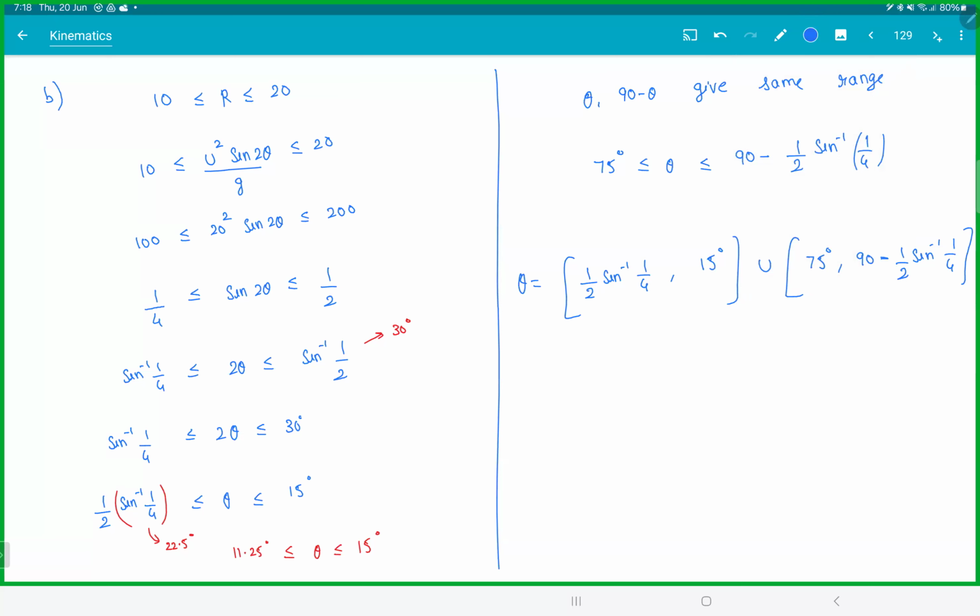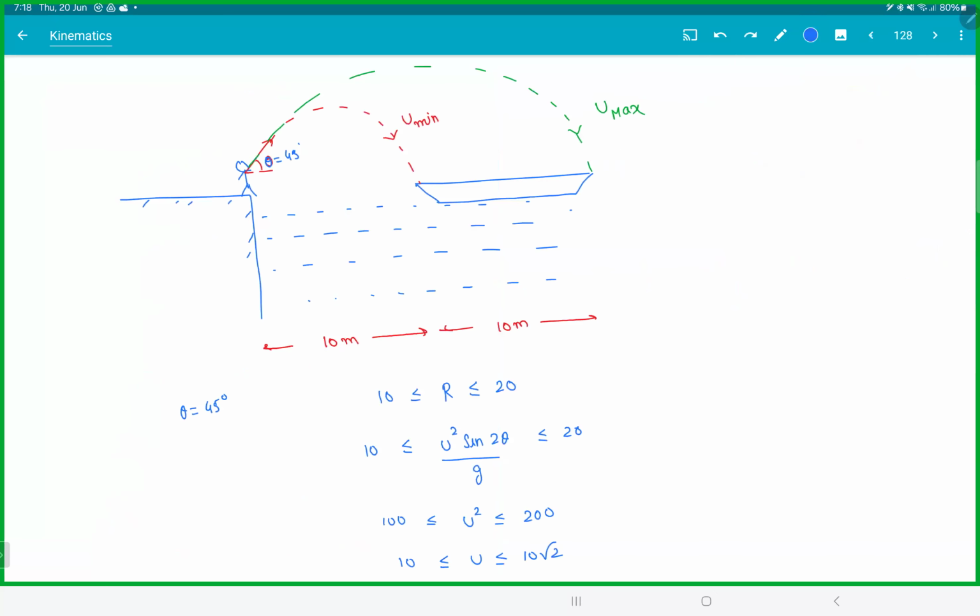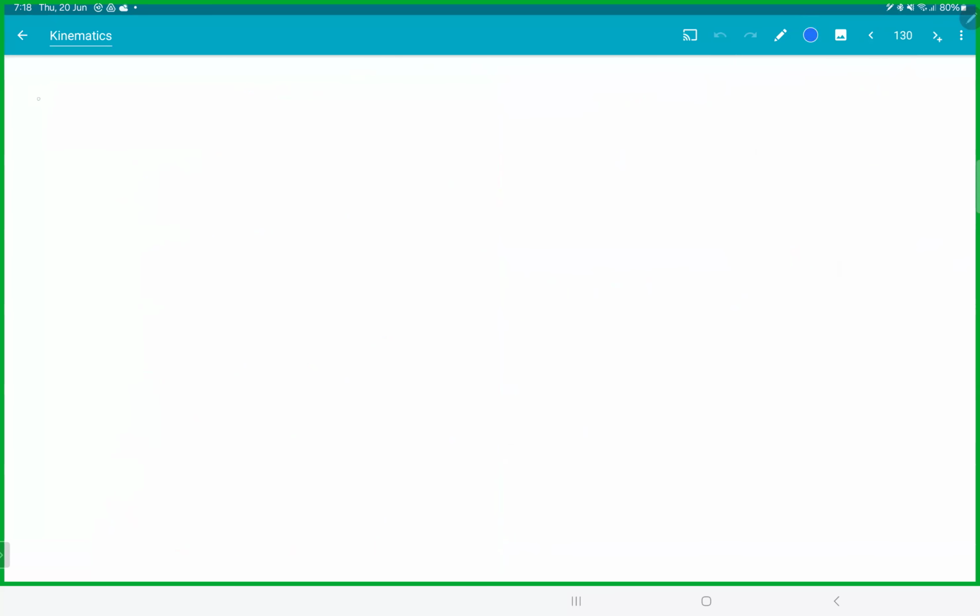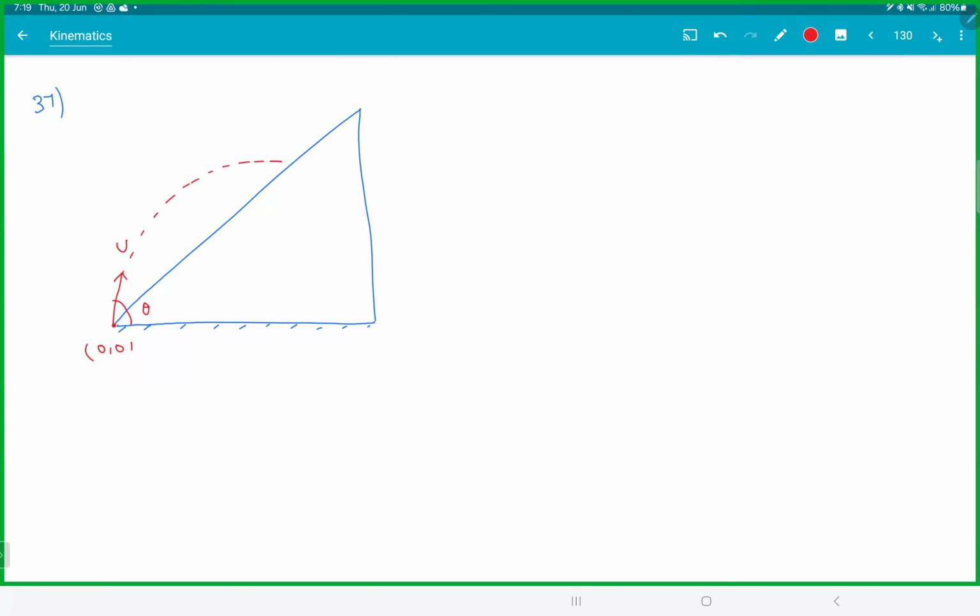Any doubts on this? Next one. Turn the page. So we have an incline here. This point is 0, 0. Someone projected with speed u at an angle theta. This thing goes and hits the incline at 3, 4 while traveling horizontally.